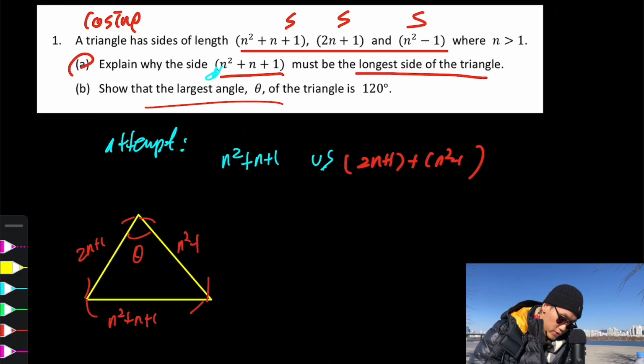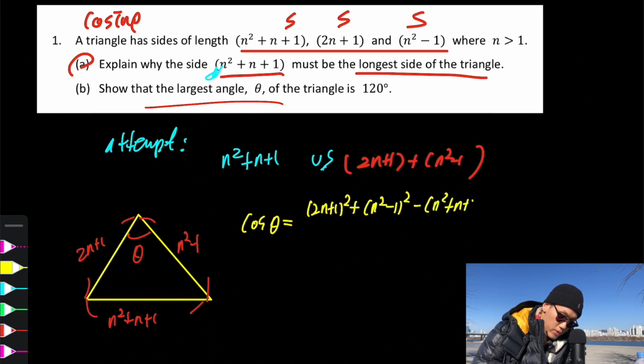So I'm going to use the cosine rule for the SSS. It's going to be cosine theta is equal to, what is it, (2n plus 1) squared plus (n squared minus 1) squared minus, boom, boom, wow, is what we have, isn't it? And then over 2 times (2n plus 1) and (n squared minus 1).